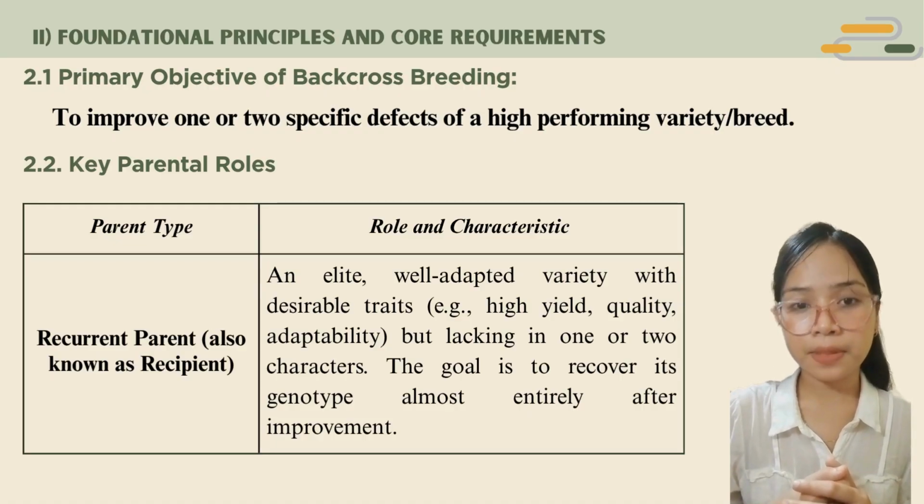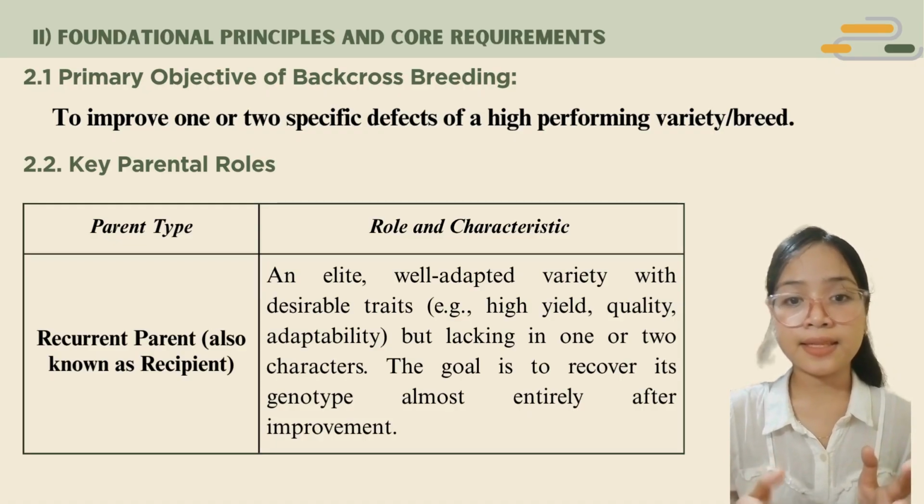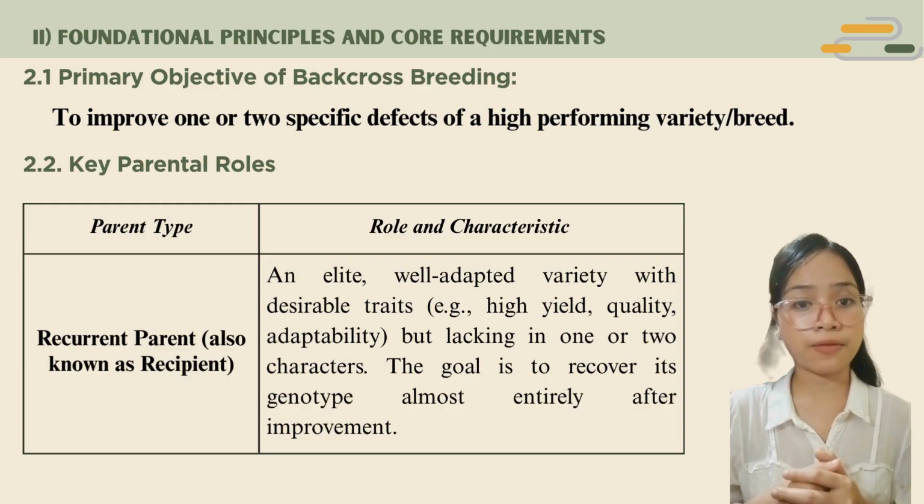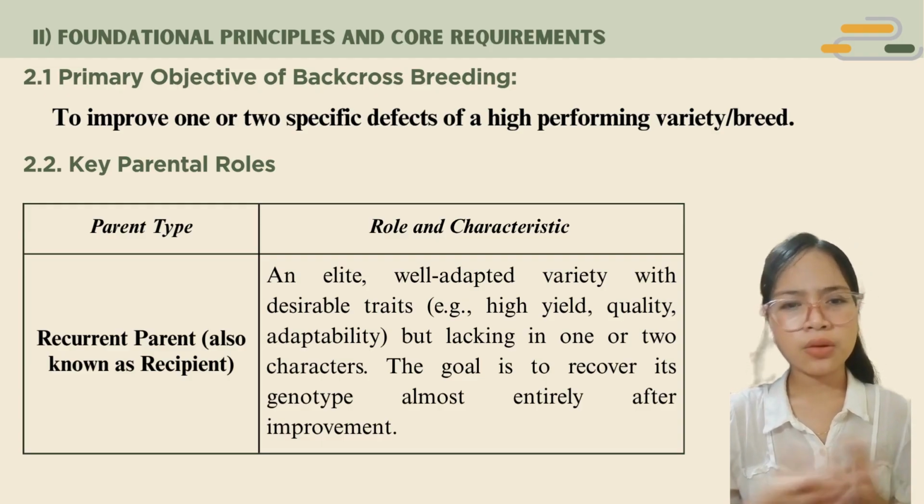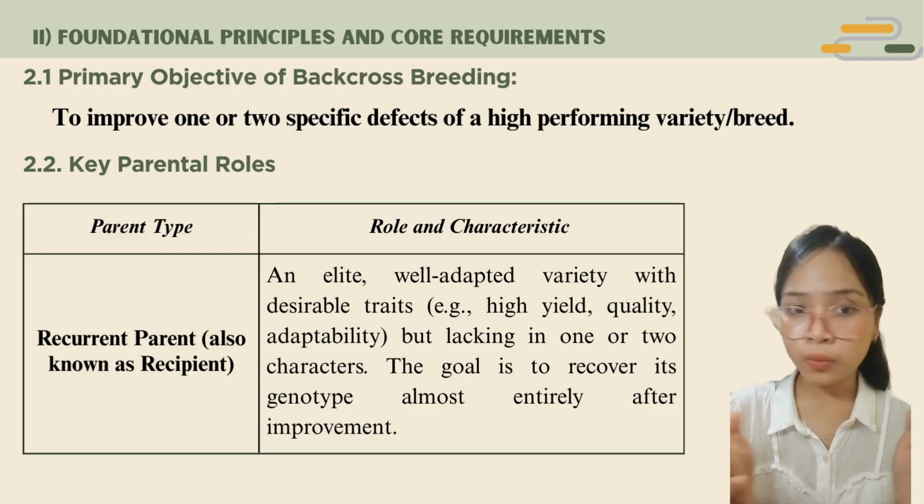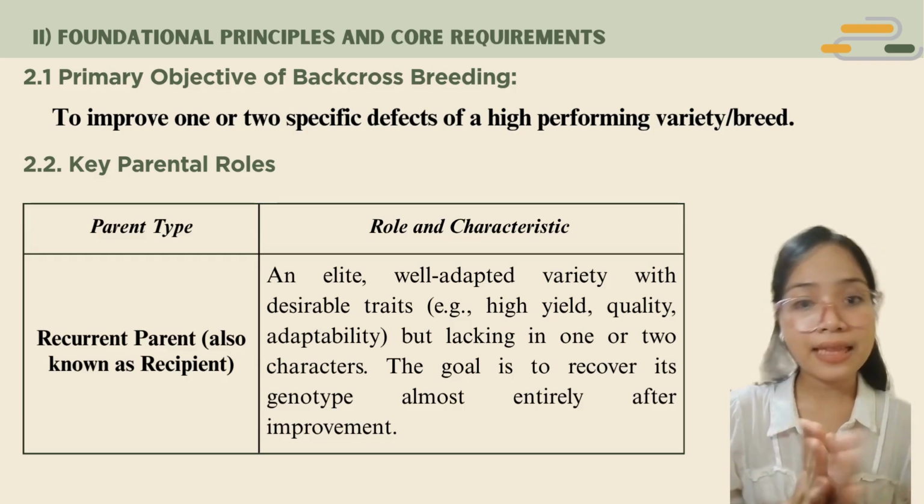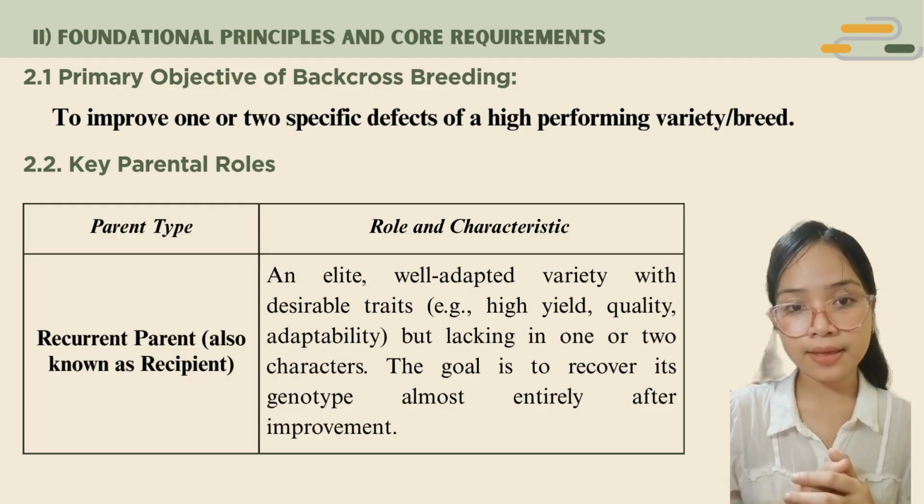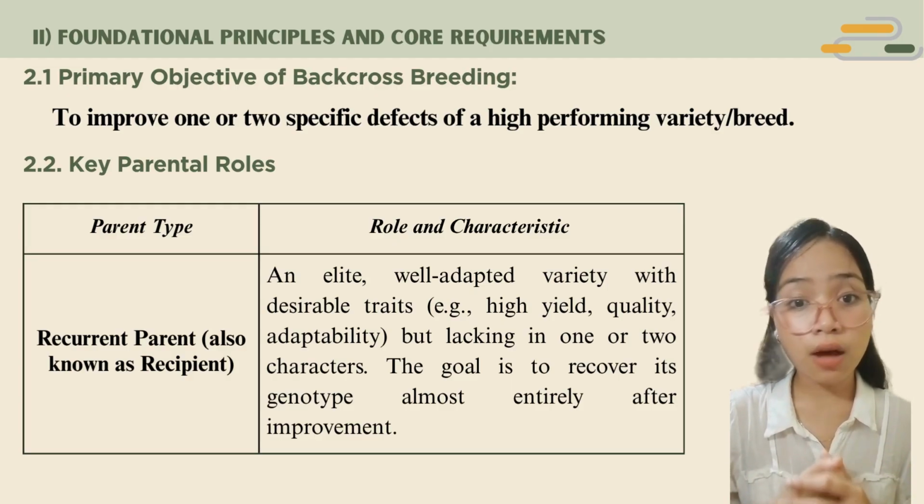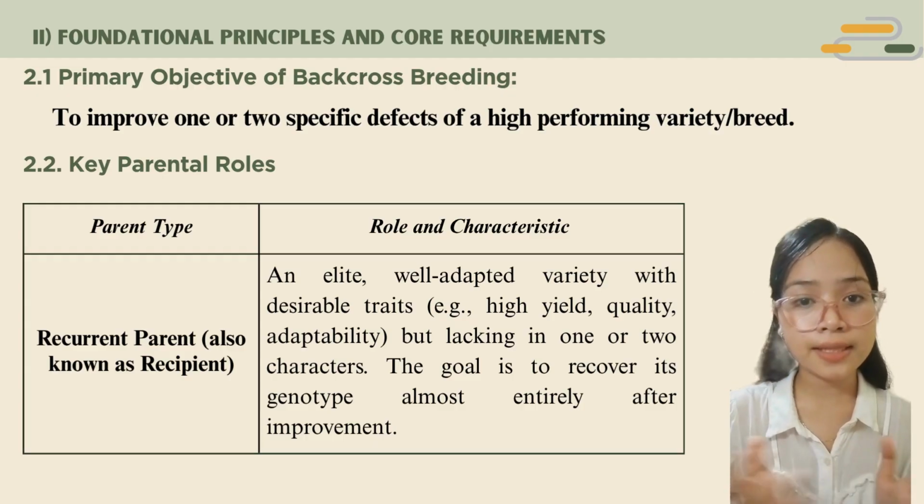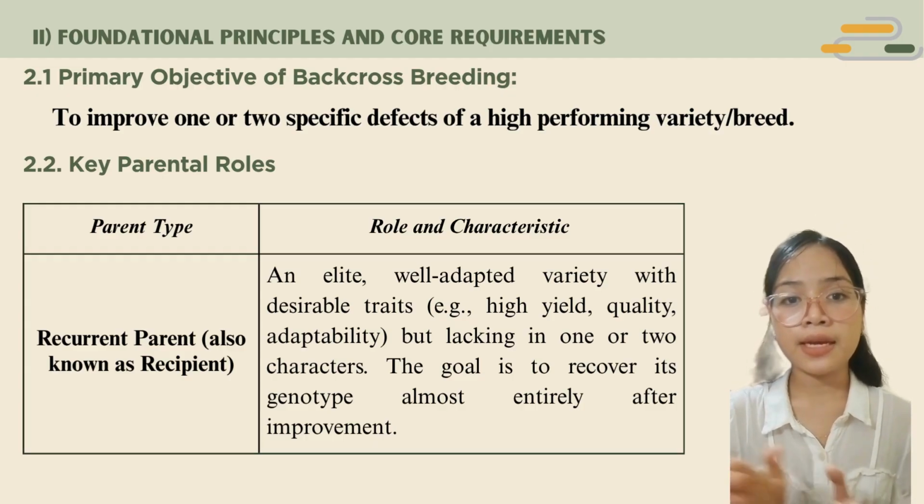First, the recurrent parent. Again, it is the elite or high-performing variety or breed. It already has most of what we need, but again, it lacks one or two traits. And the goal is to recover almost all of its genetic makeup after the improvement.